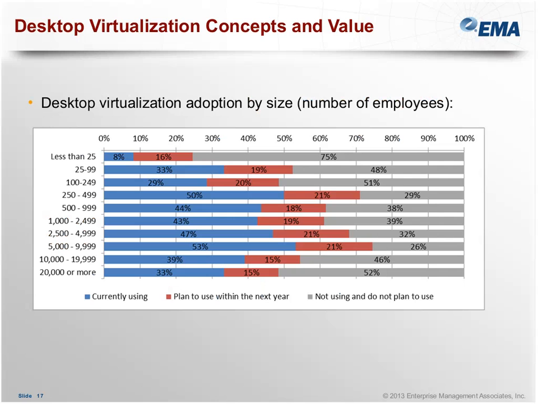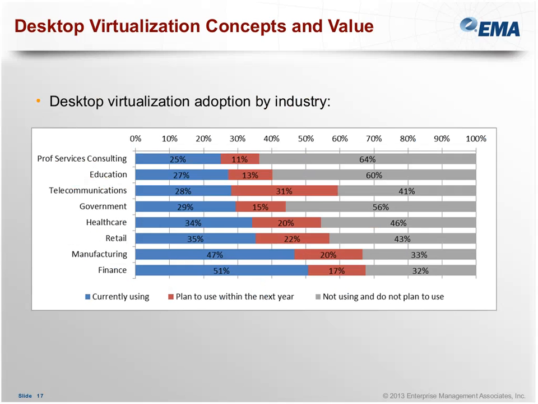Looking across business sizes, we find that the largest adopters of desktop virtualization are businesses in the upper tier of the mid-market, specifically those with between 250 and 10,000 employees. By industry, finance, manufacturing, retail, and healthcare stand out as major adopters in our research.